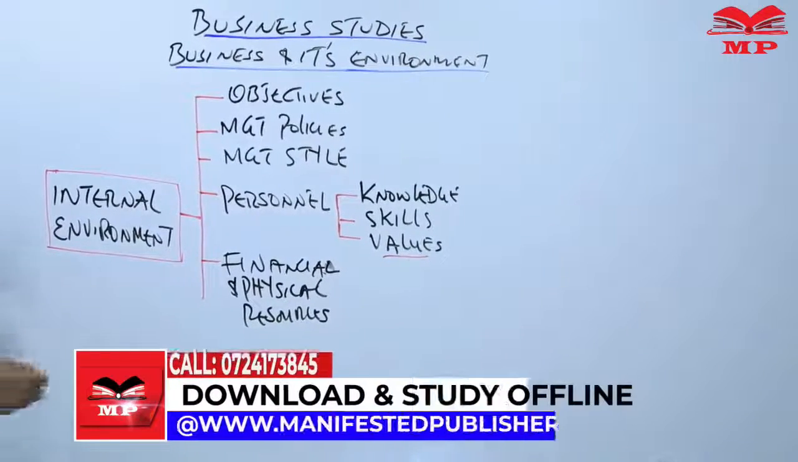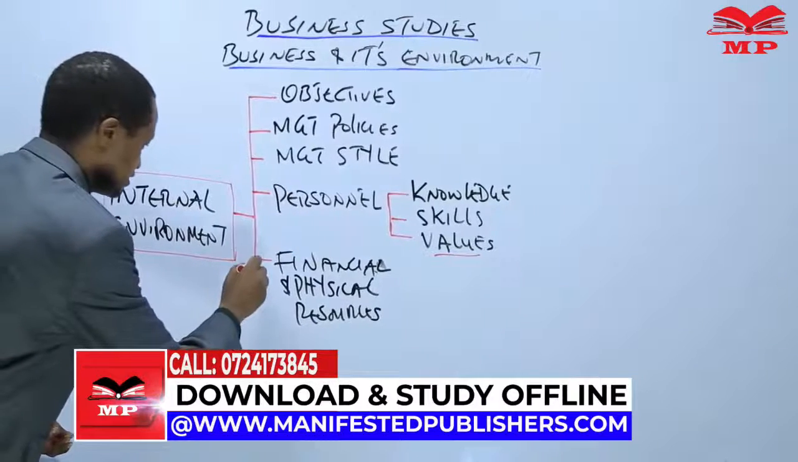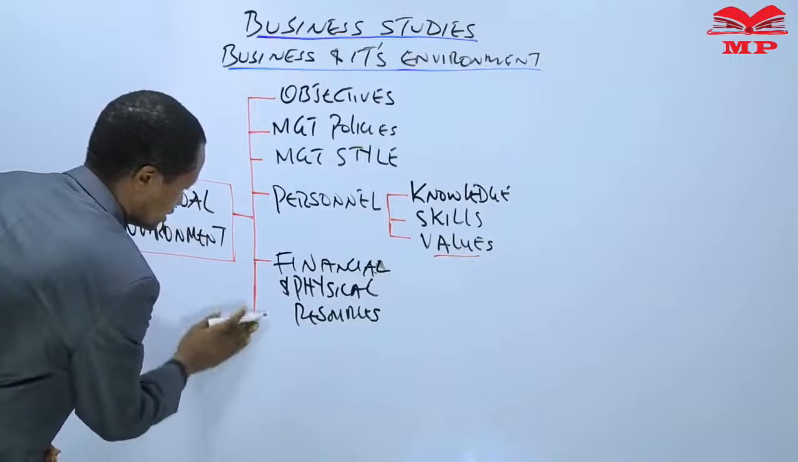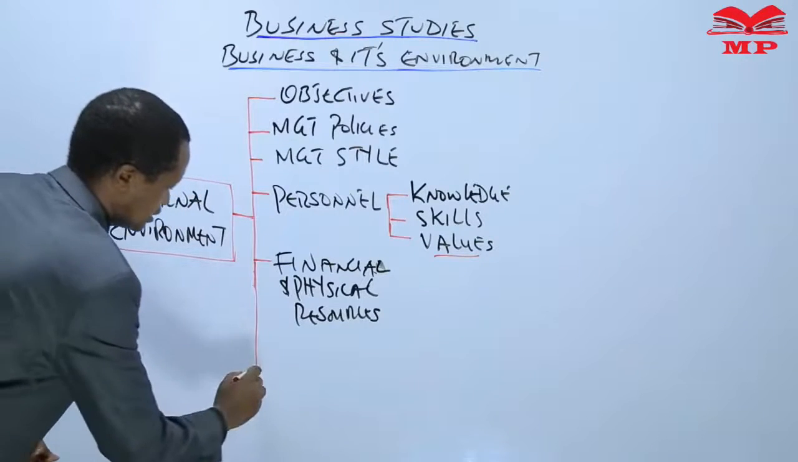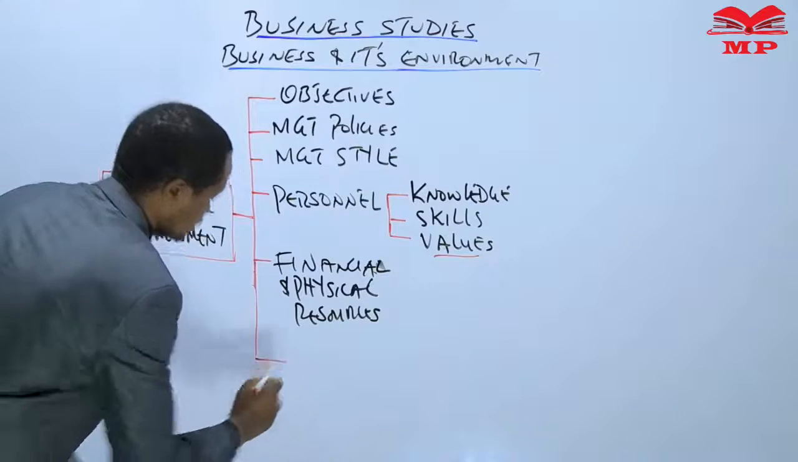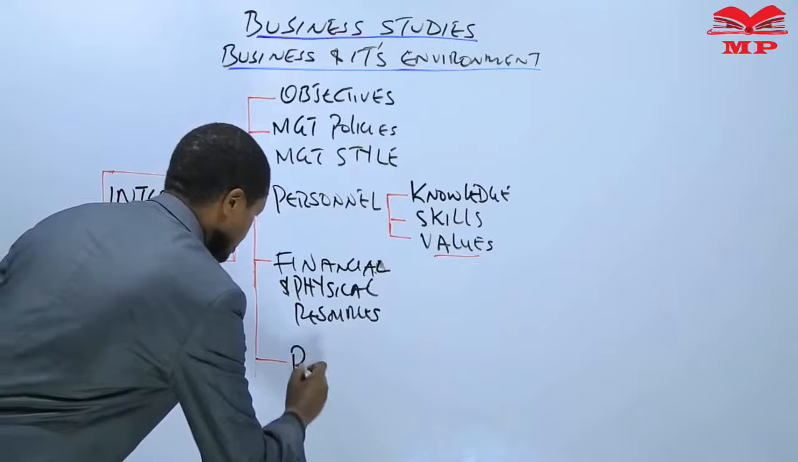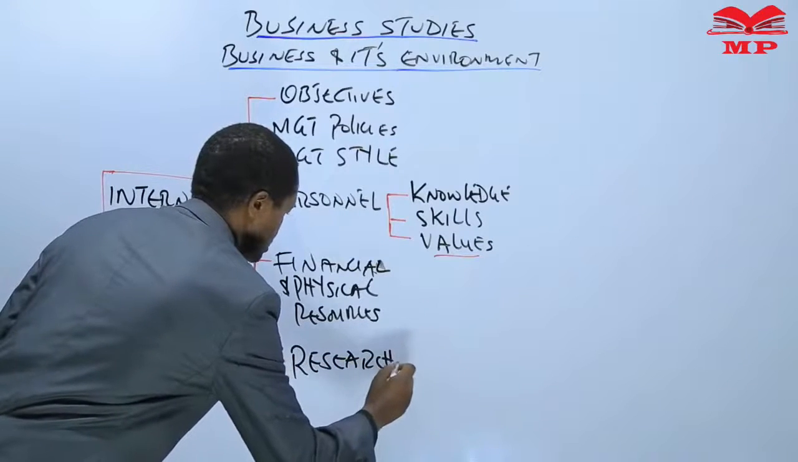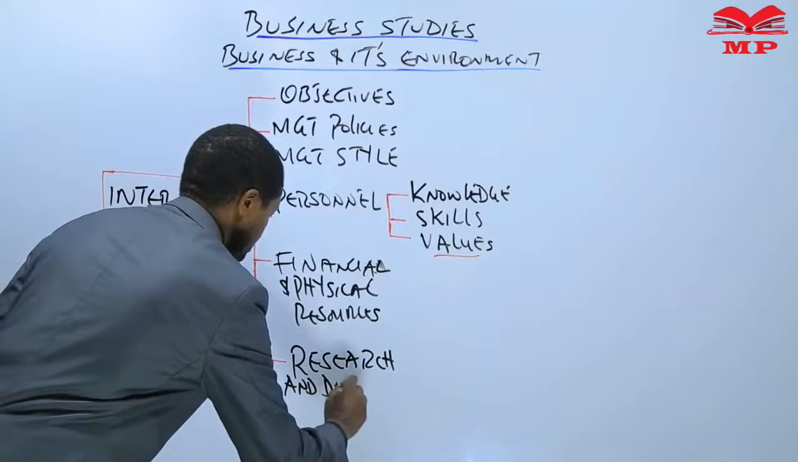Then moving on, 1, 2, 3, 4, 5, number 6, this is a straight line. Number 6 is research and development.